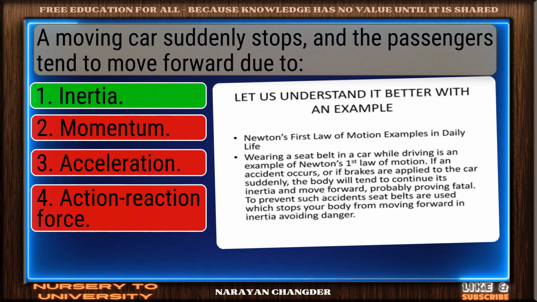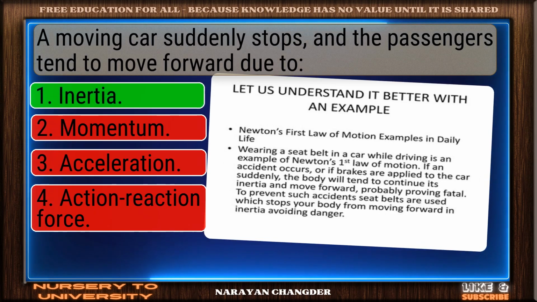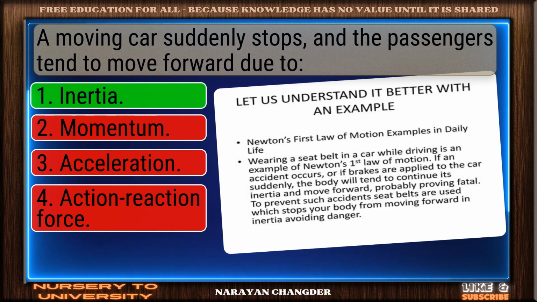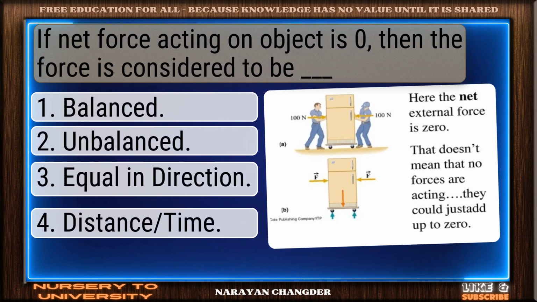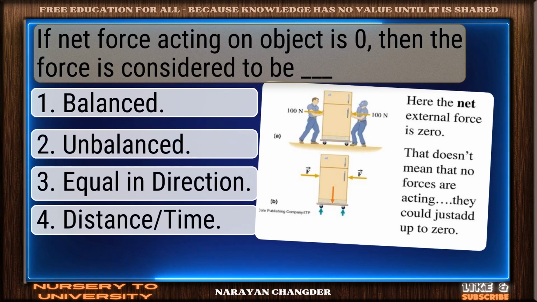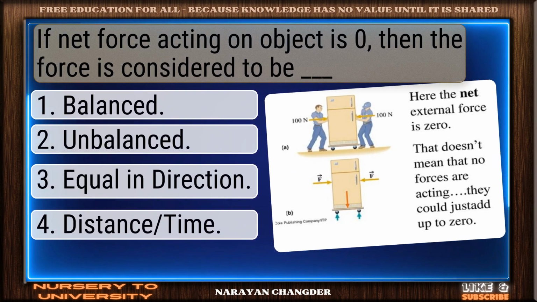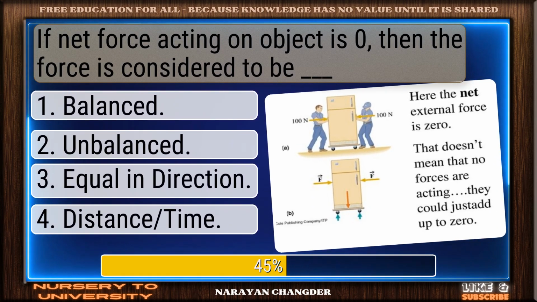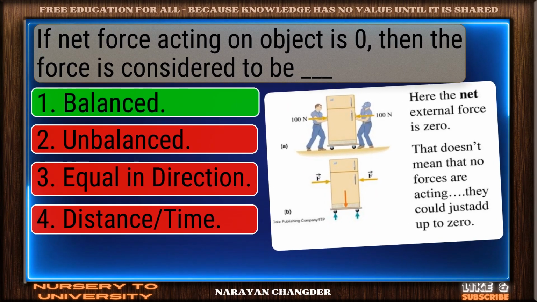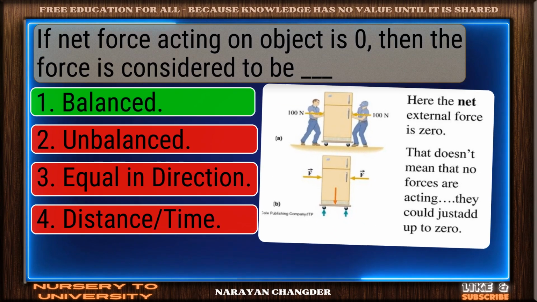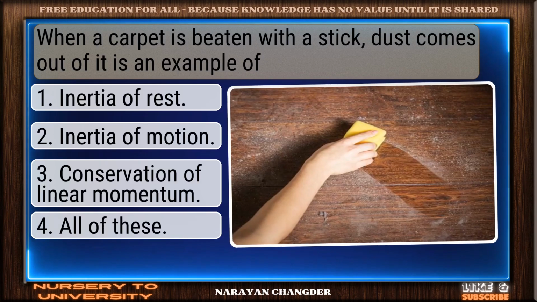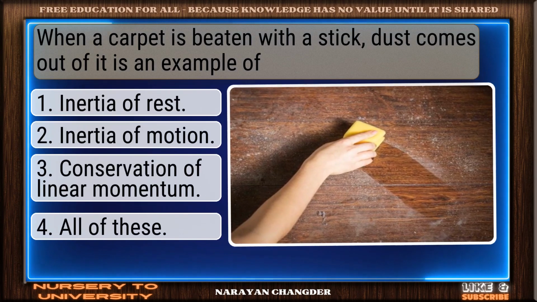Nice selection. Inertia is the correct and valid answer. Question number 131. If net force acting on object is 0, then the force is considered to be dash. Correct response. Balanced is the most accurate answer. Question number 132.